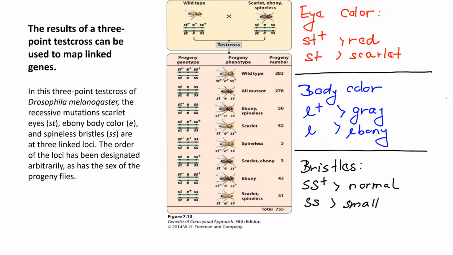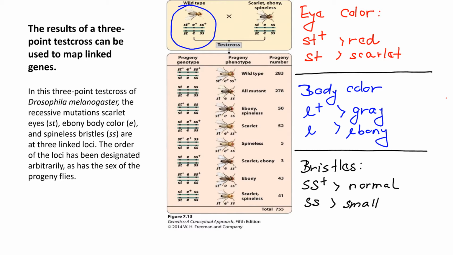So let's now construct a genetic map based on the 3-point test cross using a test cross with fruit flies. Imagine that we are the geneticists and we perform a test cross with a fruit fly which is wild type for eye color, body color, and bristles. Of course, if you want to construct a gene map, the fruit fly has to be heterozygous for all three genes.